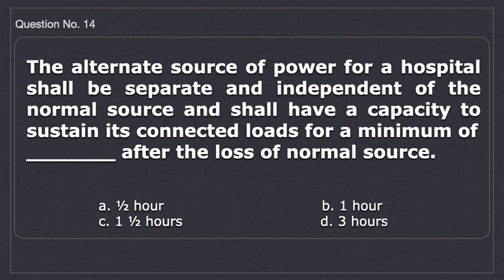Question number 14. The alternate source of power for a hospital shall be separate and independent of the normal source, and shall have a capacity to sustain its connected loads for a minimum of blank after the loss of normal source. A. 1/2 hour, B. 1 hour, C. 1½ hours, D. 3 hours. Answer: C. 1½ hours.